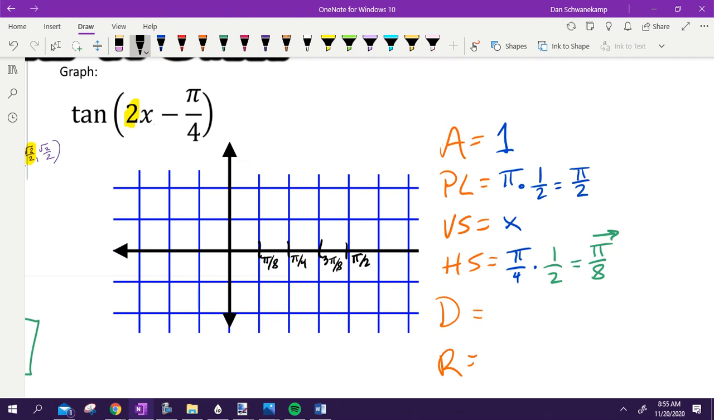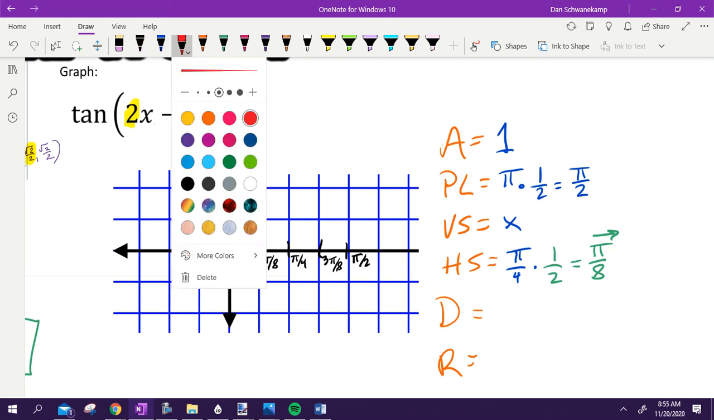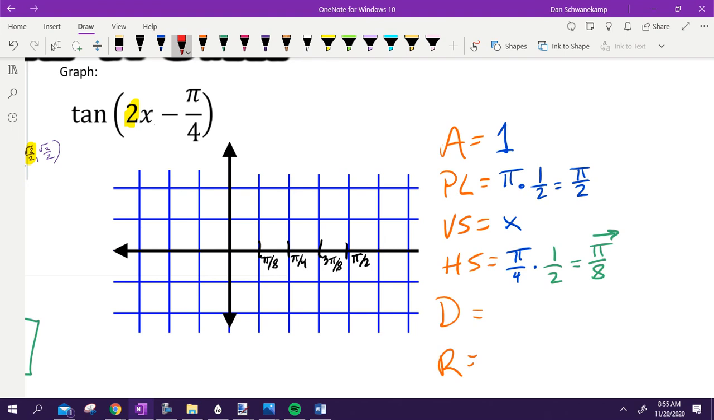Amplitude is 1, and I don't have any vertical shifts, so I'm pretty much ready to go here. It is a tangent graph. What would normally happen here at the y-axis of a tangent graph? Would I have an asymptote line or would I have the vertex? Vertex, but it's not going to go there.